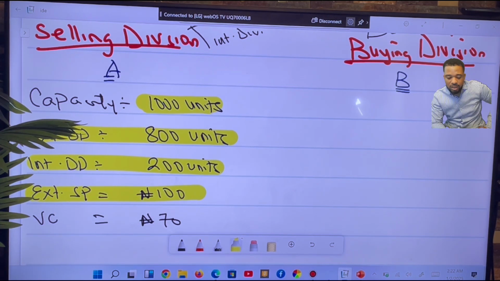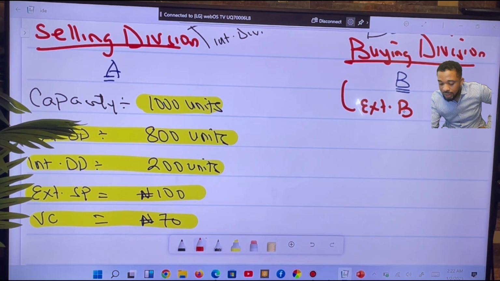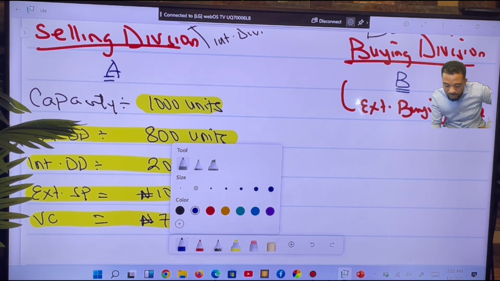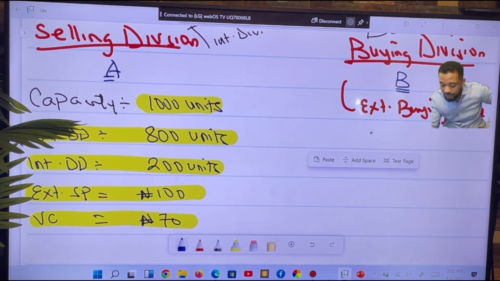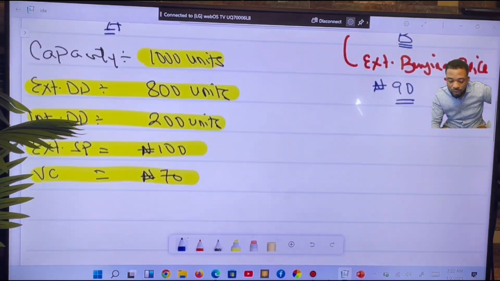External selling price is 100 and variable cost is 70. So let's also assume here that this division can buy at an external buying price. That is how much it can buy from other suppliers, not internal now. Let's say that this guy can buy from other suppliers at, say, 90 naira. This is how much he can buy from external. All right. So, ideal transfer price here.